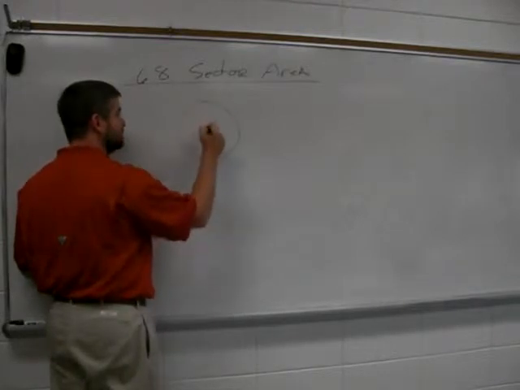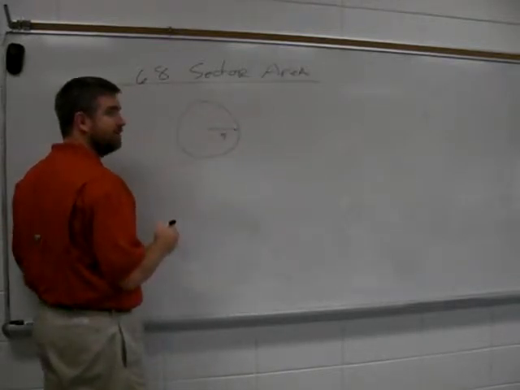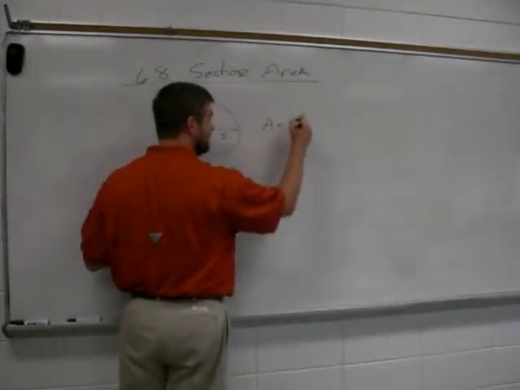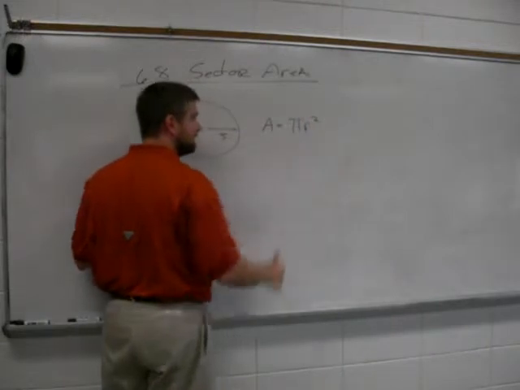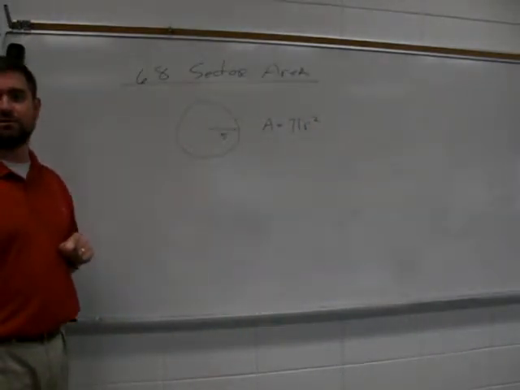Obviously, before we can do sector area, we need to make sure that we can do regular area. Here is a circle with a radius of 5. The formula for area is pi r squared. Write this down. Area equals pi r squared.